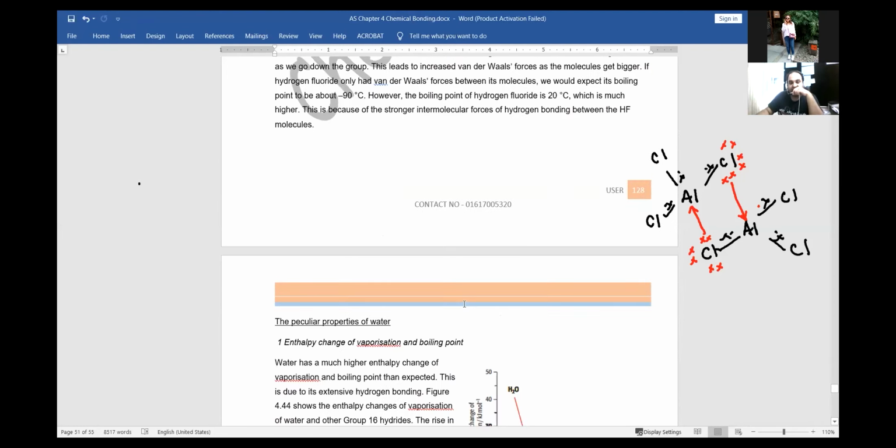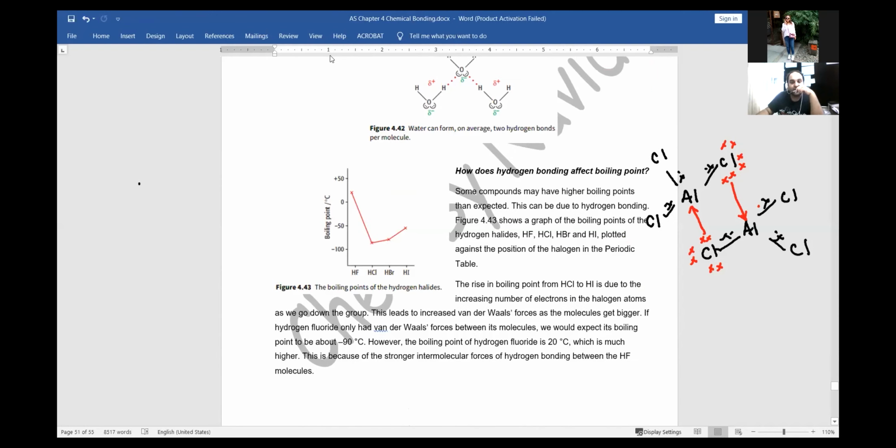Okay. So next is, how does hydrogen bonding affect boiling point? Look, HCl, HBr, HI. Are they polar or non-polar molecules? Polar. Okay, they're polar molecules. So if they're polar molecules, they're supposed to have van der Waals forces as well as permanent dipole, right? Yes, sir. Okay. What is HF?